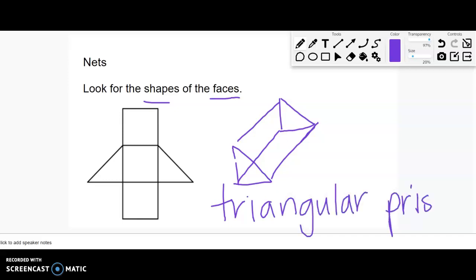Okay, and there's not going to be anything to match it to this time, so you are going to have to try to think about the different 3D shapes. If it has a lot of rectangles, it's probably a prism. If it has at least 3 triangles, then it'll be a pyramid. So just keep that in mind: lots of rectangles, prism; lots of triangles, pyramid.